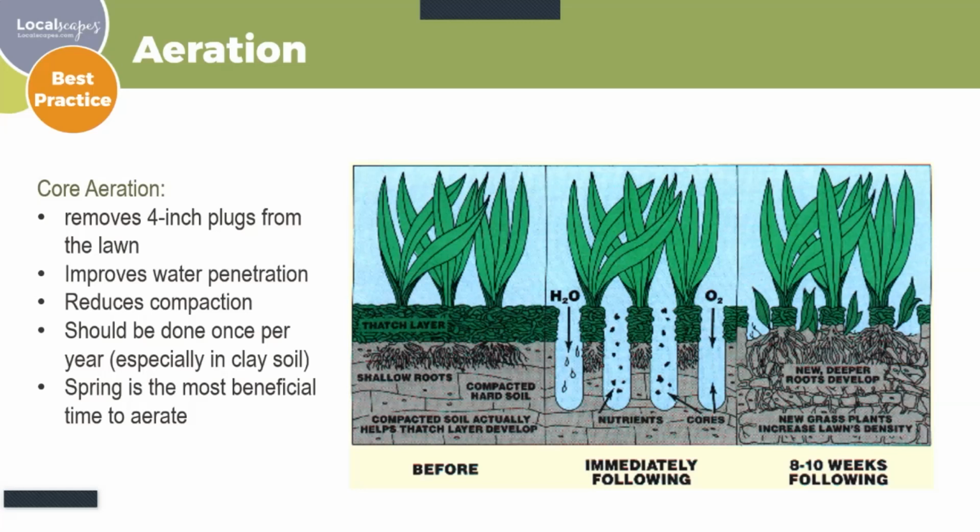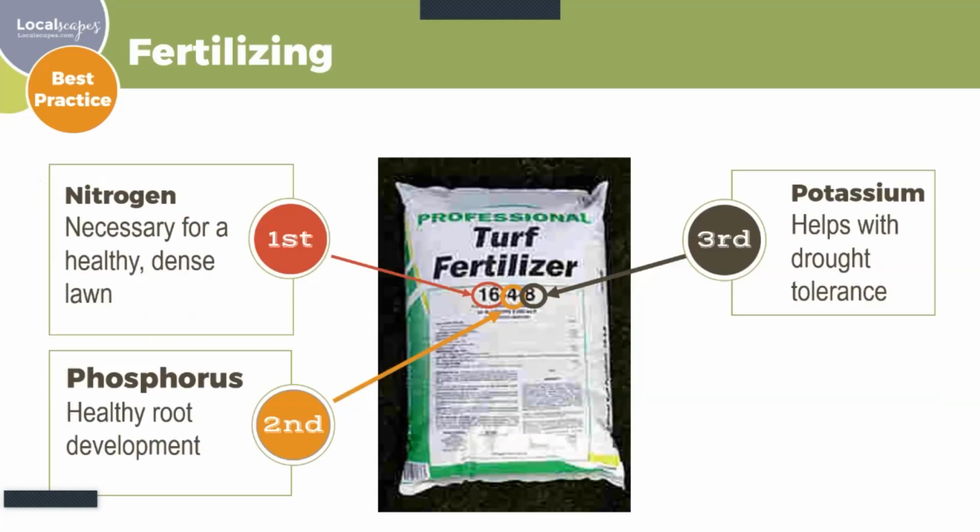It improves water movement, air movement, and again, at least once a year on compacted soils. Spring can be the most beneficial time, although you can do it in the fall as well. Most people just don't do it in the summer. In summer, there's heat stress and a lot of other factors going on. That's why you usually avoid a lot of this kind of stuff in the summer. You don't want to add extra stresses.